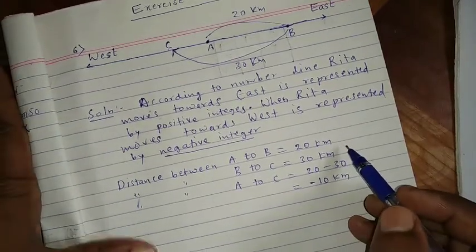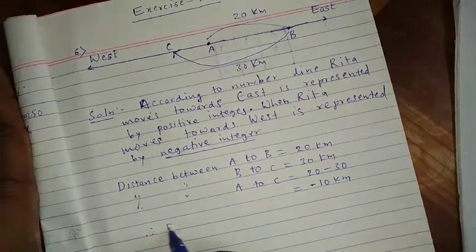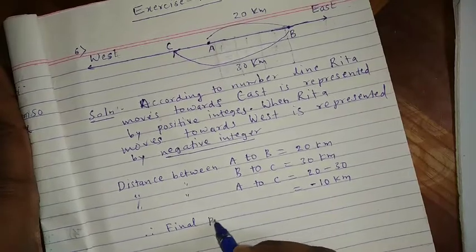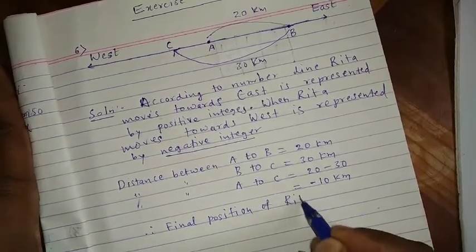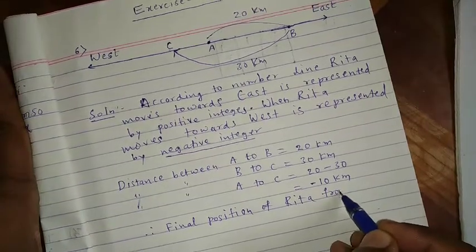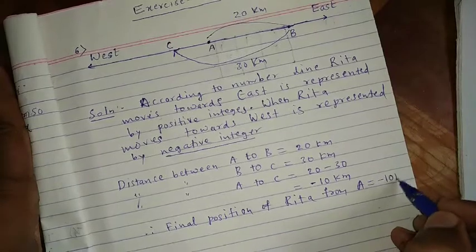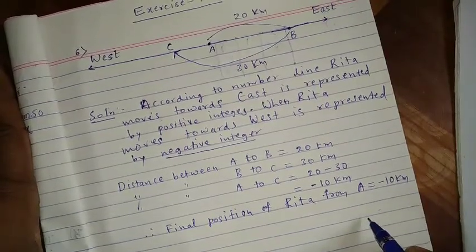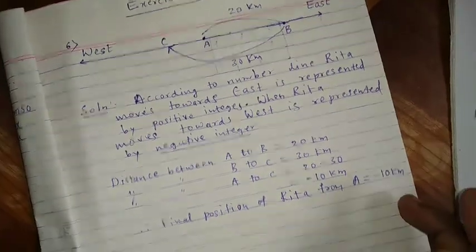So what is the final position of Rita? Therefore, the final position of Rita from A is equal to how much? It is minus 10 kilometers. So this is the solution for the sixth problem, students. Let me solve the next one.